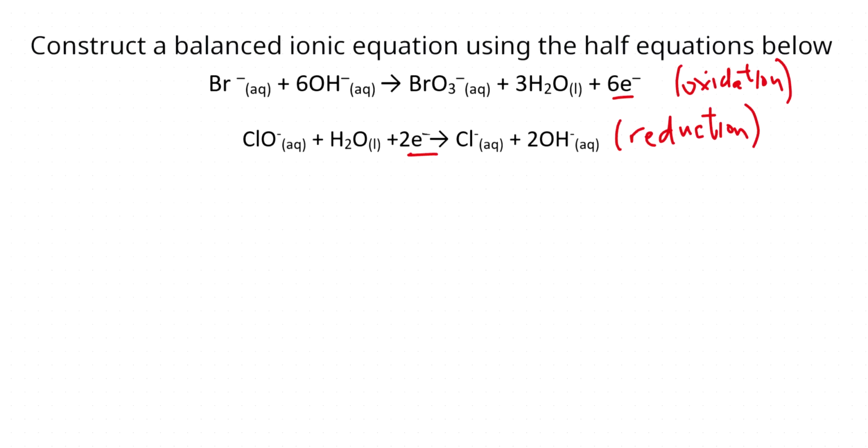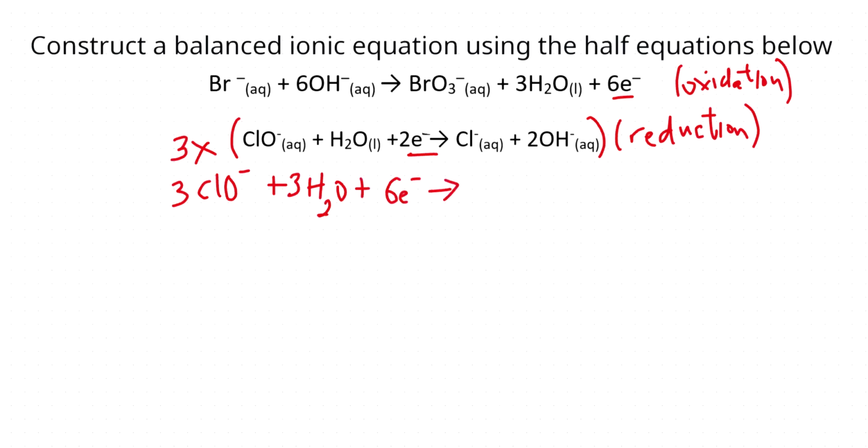So what do we need to do? We need to multiply the second equation here with what? The difference between the number of electrons is in the ratio of 3. So we multiply the second equation here by 3. And that will give us 3 chloride ion plus 3 moles of water plus 6 moles of electron. That will give us altogether 3 moles of chloride ion plus 6 moles of hydroxide ion.